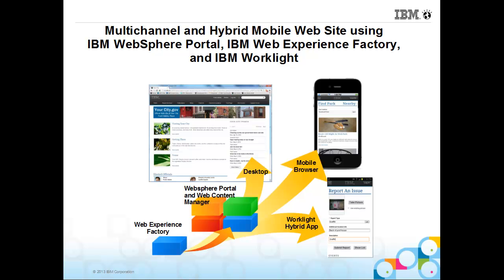Hi, in this demo I'm going to show an example of a multi-channel website built using WebSphere Portal, Web Content Manager with the Content Template Catalog or CTC, and Web Experience Factory. And then I'll show how with IBM Worklight you can provide an installed hybrid mobile app that gives users access to the same website but with the added ability to use native mobile device features such as a camera. First, let's look at the site from my desktop browser.